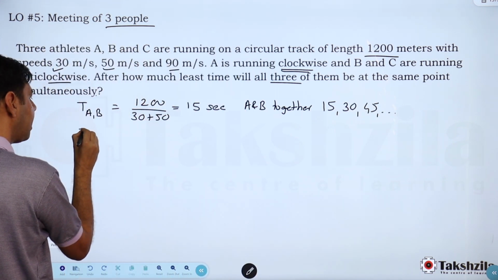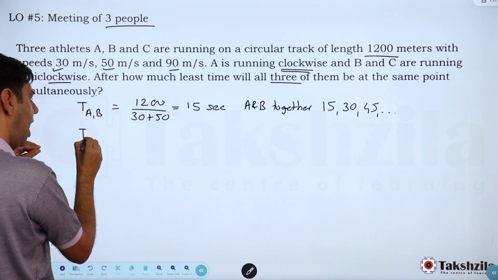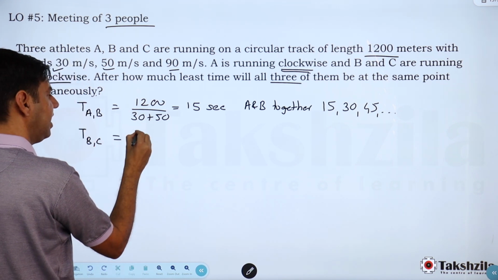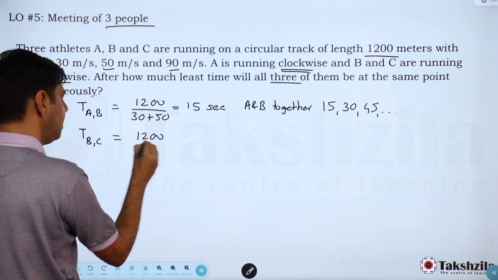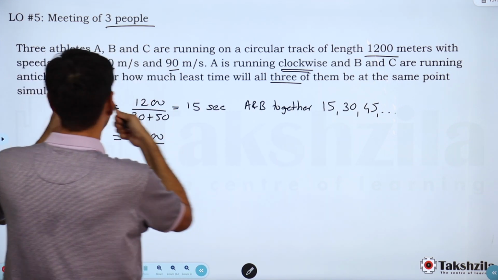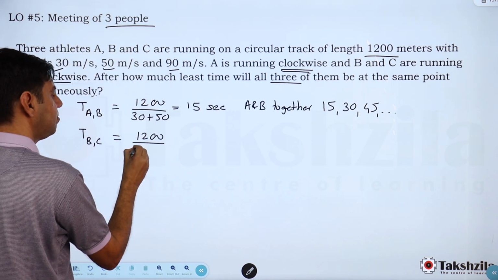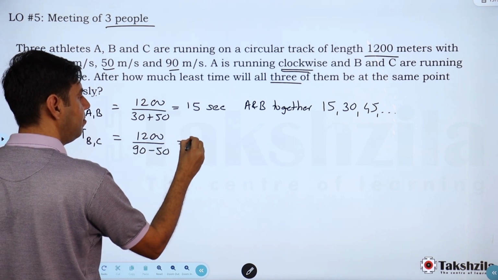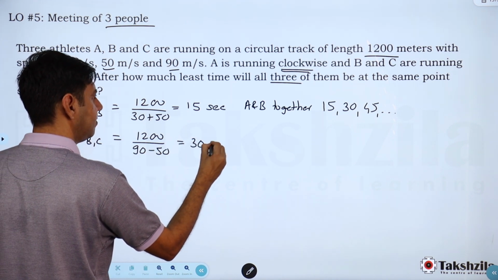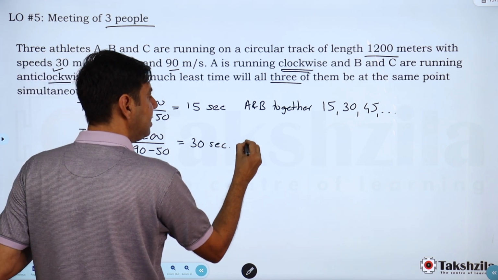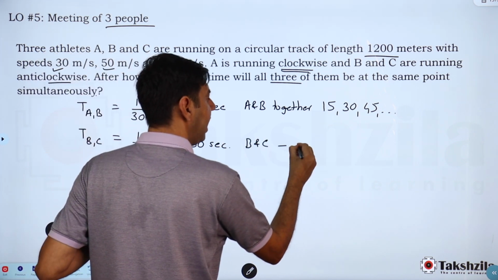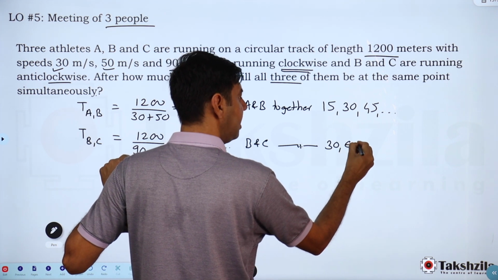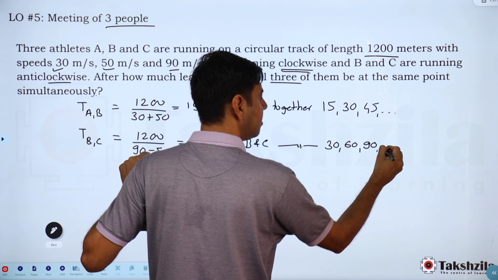Let's find the time taken for any other pair. So I am choosing B and C. You can even choose A and C. And then the track length is this. B and C now are in the same direction, so I will take the relative speed as a subtraction. So this is 40. 40 will make this 30 seconds. So B and C are together at 30, 60, 90 and so on.